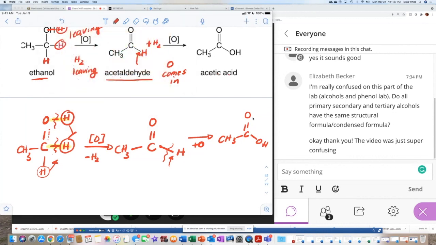Okay? So here you see you go from an alcohol to an aldehyde to a carboxylic acid. Okay? Does that make sense?